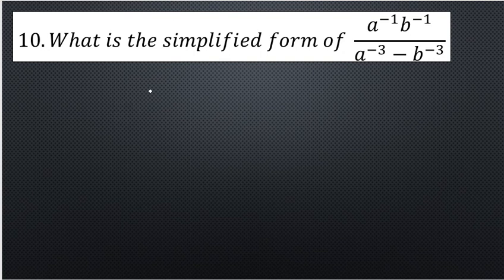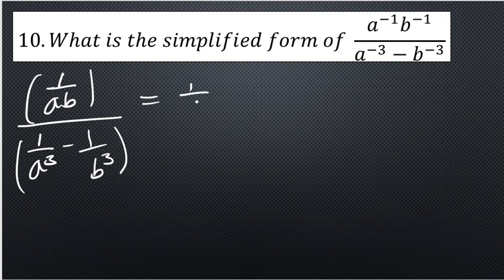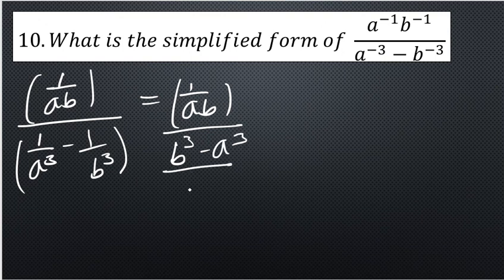Okay, what is the simplified form of a to the power of negative 1 minus b to the power of negative 1, the whole over a to the power of negative 3 minus b to the power of negative 3? That means 1 over a minus 1 over b, the whole over 1 over a cube minus 1 over b cube. We can write it in this form because a negative exponent means you can bring it down. So it's going to be b minus a over ab in the numerator, the whole over, crisscross, b cube minus a cube over a cube b cube.